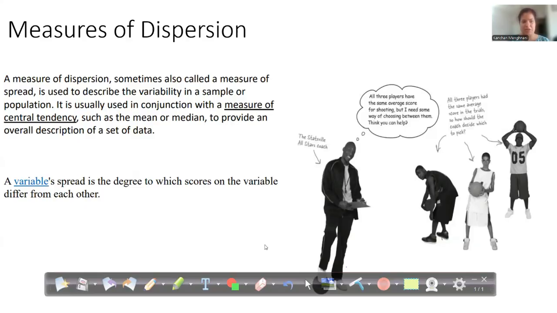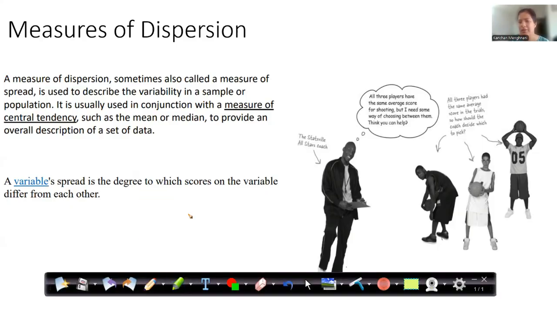So let's see first what a measure of dispersion is. A measure of dispersion, which is also referred to as a measure of spread, is used to describe the variability in your data. Normally we use this in conjunction with central tendency. So rather than just relying on central tendency measures like mean, median, mode, what if we could accompany that with a measure of dispersion, which says how your data is spread with respect to the central tendency measure? For example, if we are considering the mean, how is your data spread around your mean? A variable's spread is the degree to which the scores on the variable differ from each other.